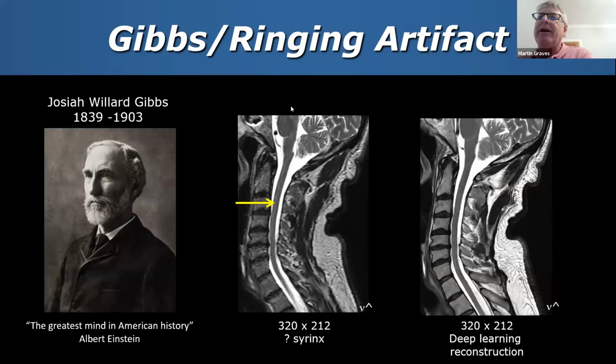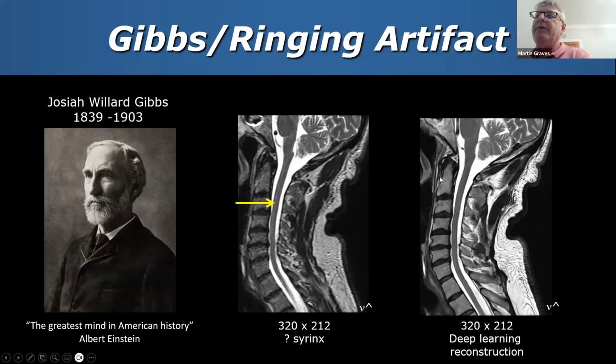And the archetypal example normally for Gibbs artifact is this kind of example here, where we think we may actually have a syrinx. There actually isn't a syrinx here. It's simply because of this bright interface between the CSF and the spinal cord and those fluctuations that end up showing a slightly lighter line down here in the cord.